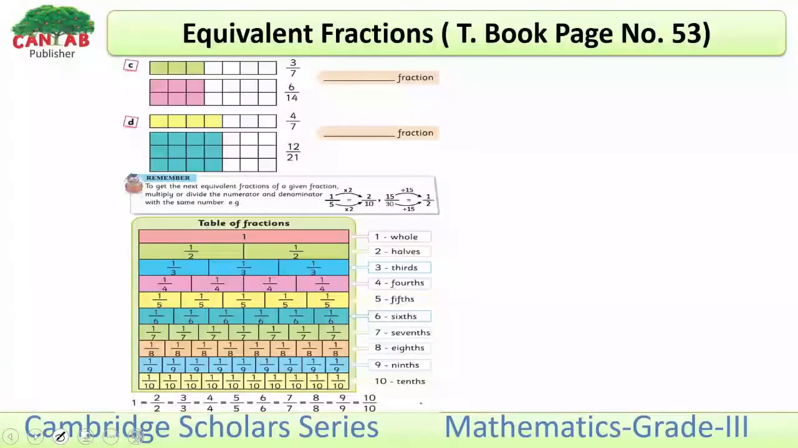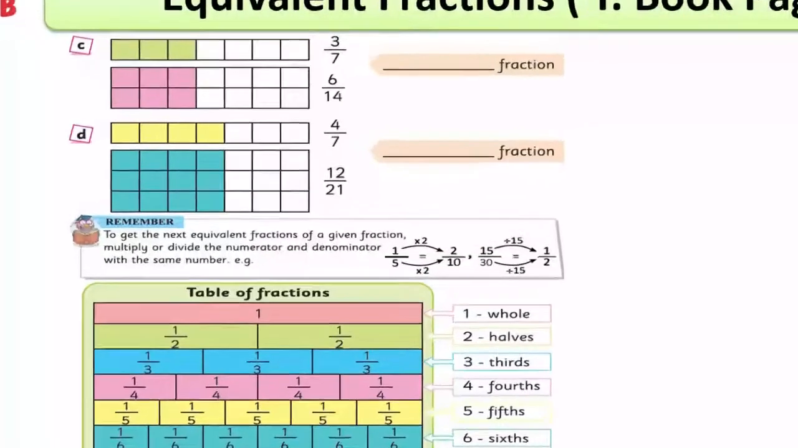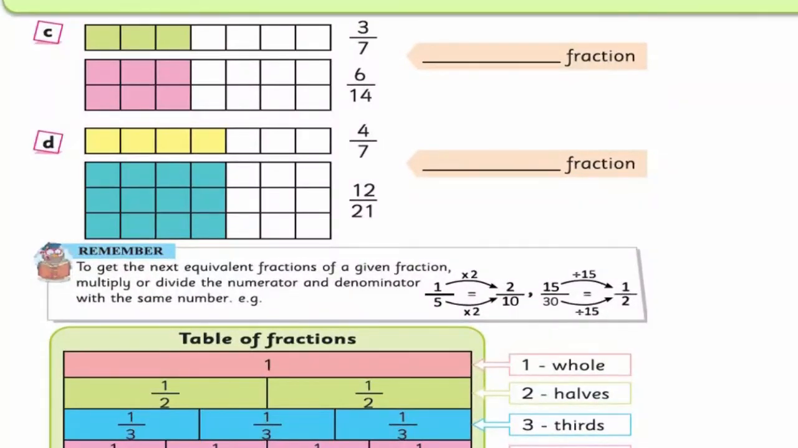Similarly, complete other parts C and D in your textbook like this. Look here, how many total parts? 1, 2, 3, 4, 5, 6, 7. How many shaded? 1, 2, 3. So 3 parts are shaded and total parts are 7 and 4 unshaded.